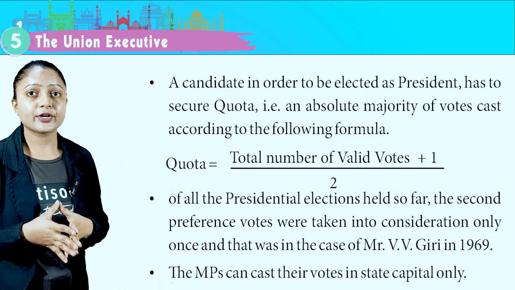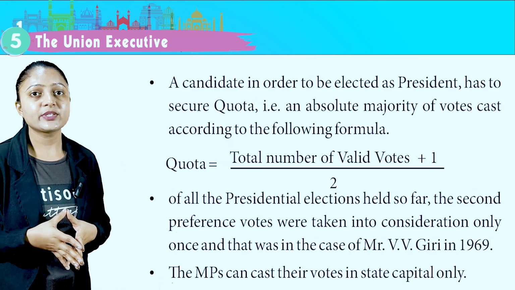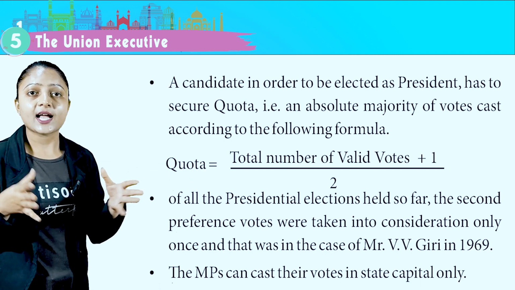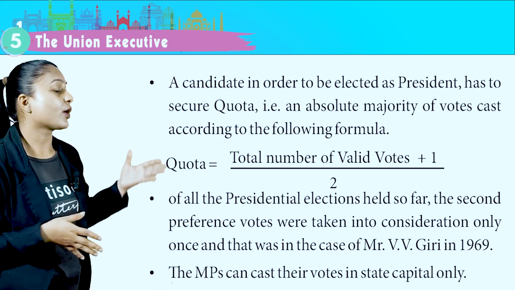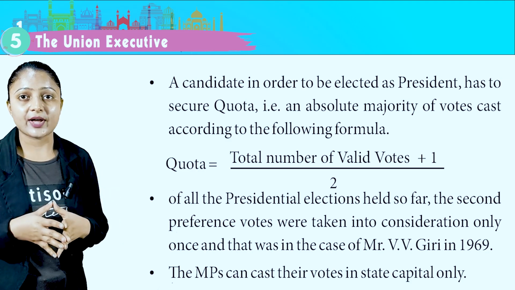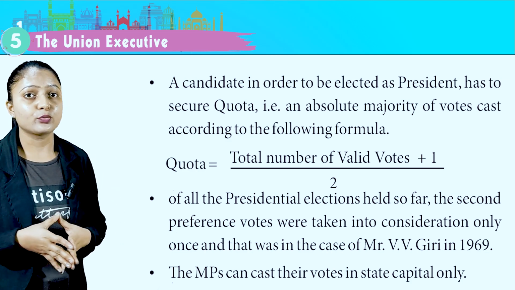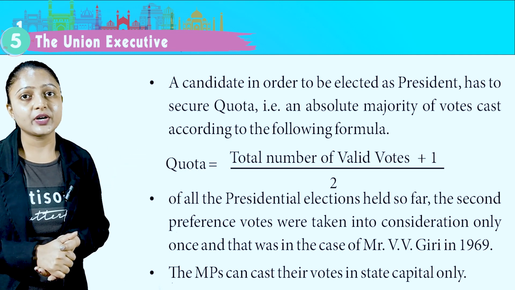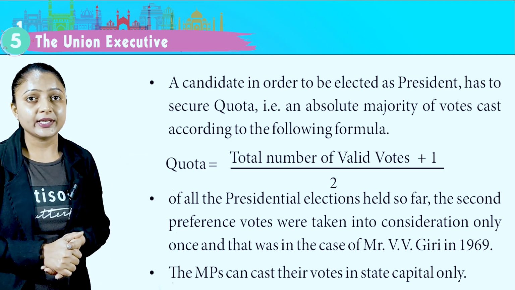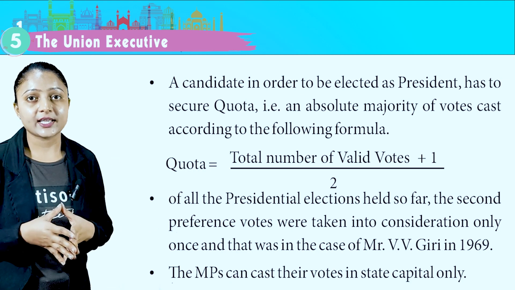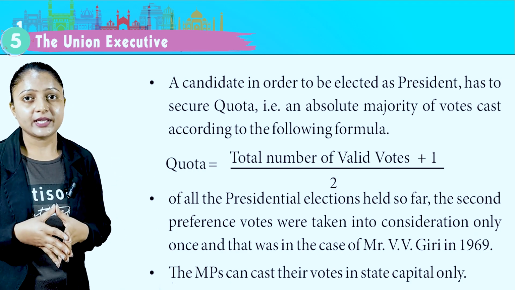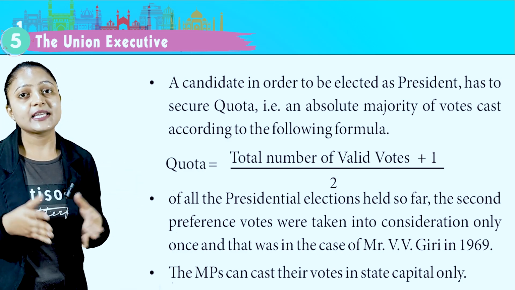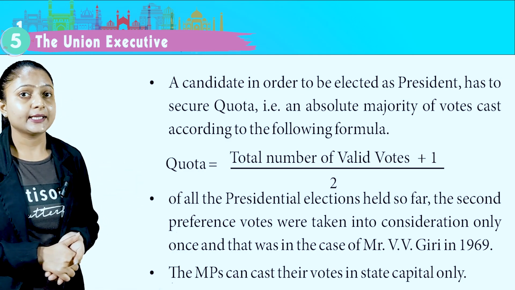A candidate, in order to be elected as president, has to secure quota, that is, an absolute majority of votes cast according to the following formula. Quota is equal to (total number of valid votes plus 1) divided by 2. Of all the presidential elections held so far, the second preference votes were taken into consideration only once, and that was in the case of Mr. V.V. Giri in 1969. The MPs can cast their votes in the state capital only.